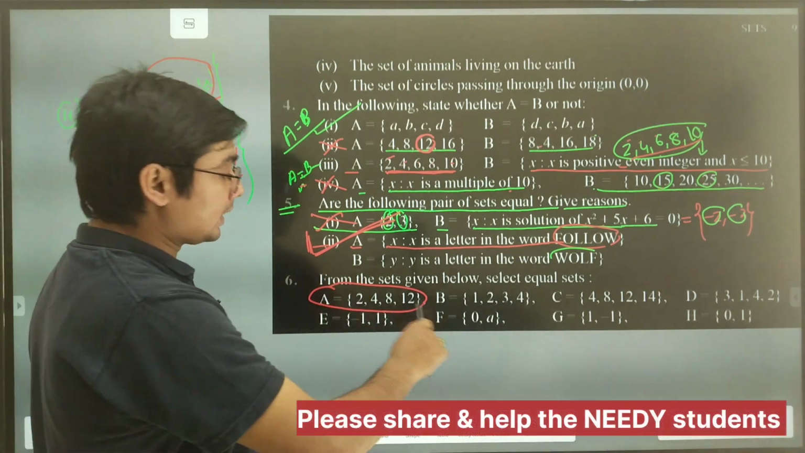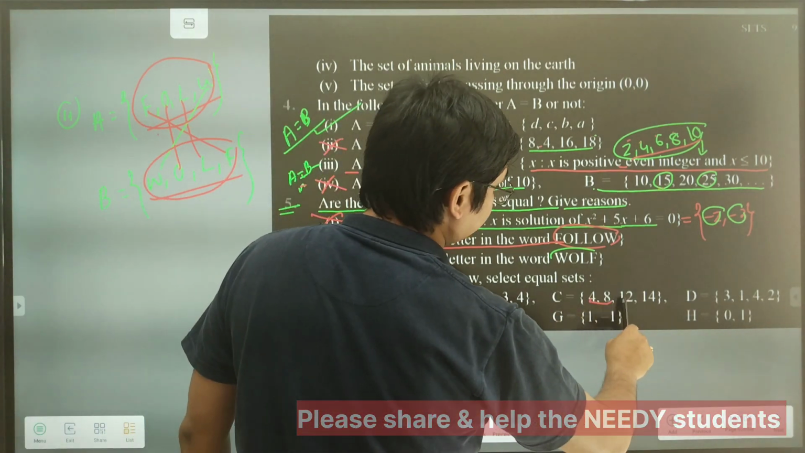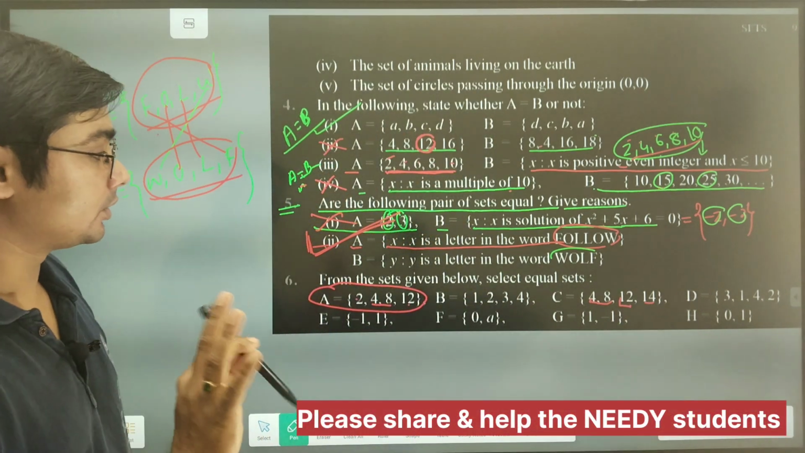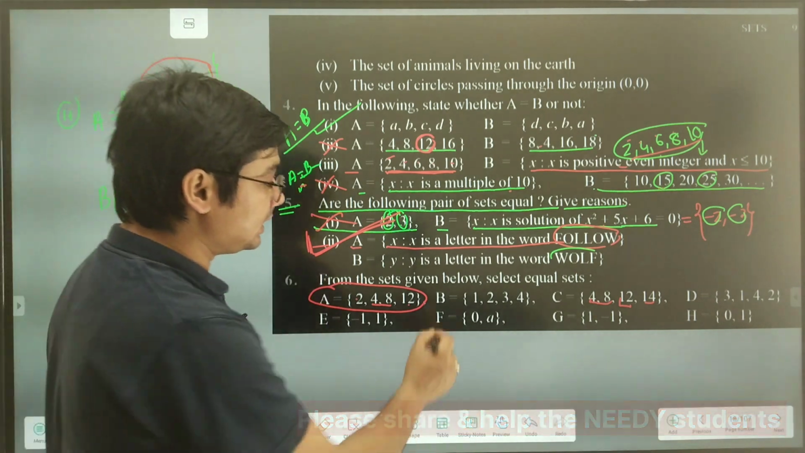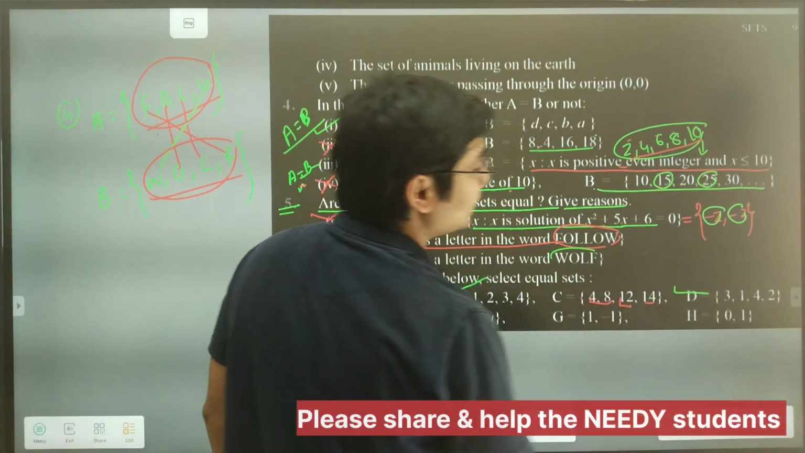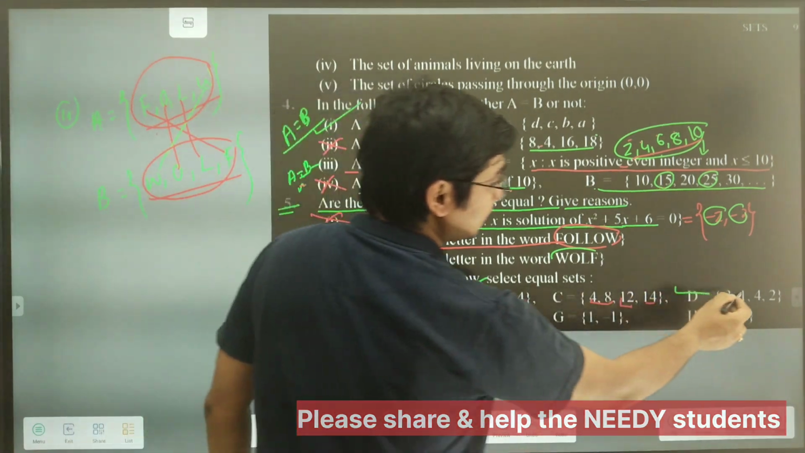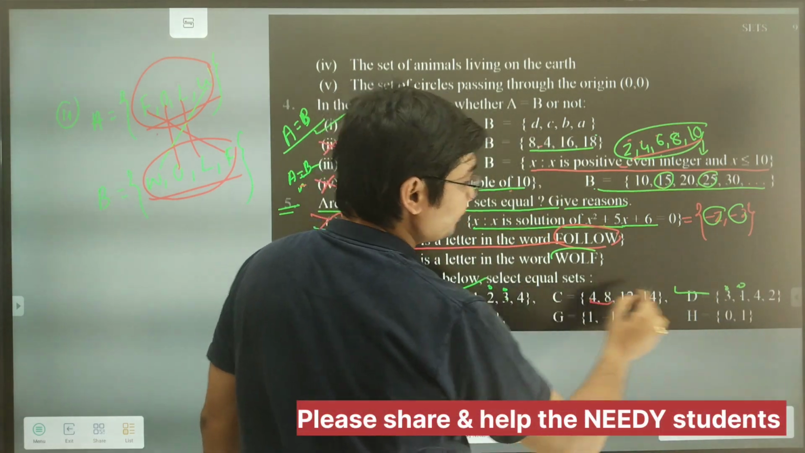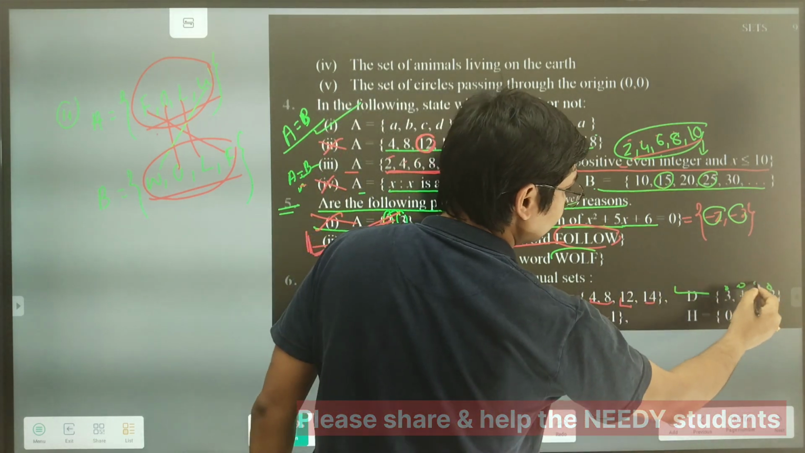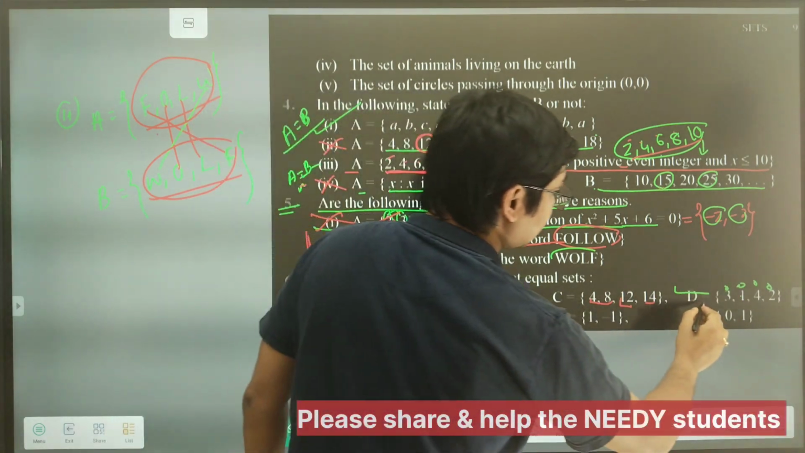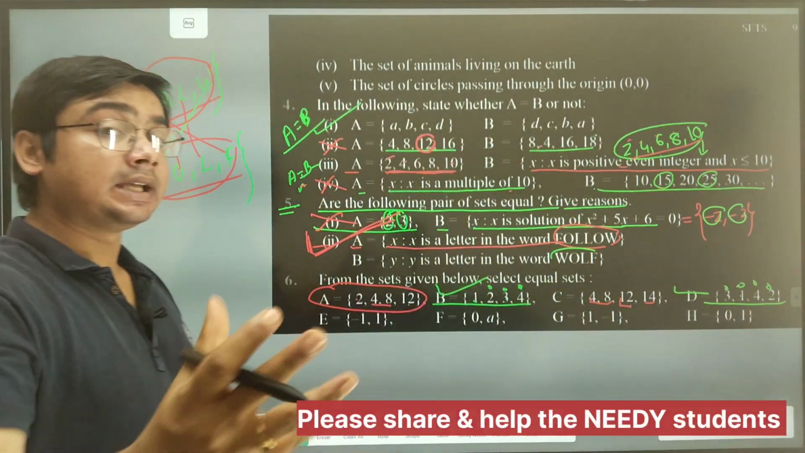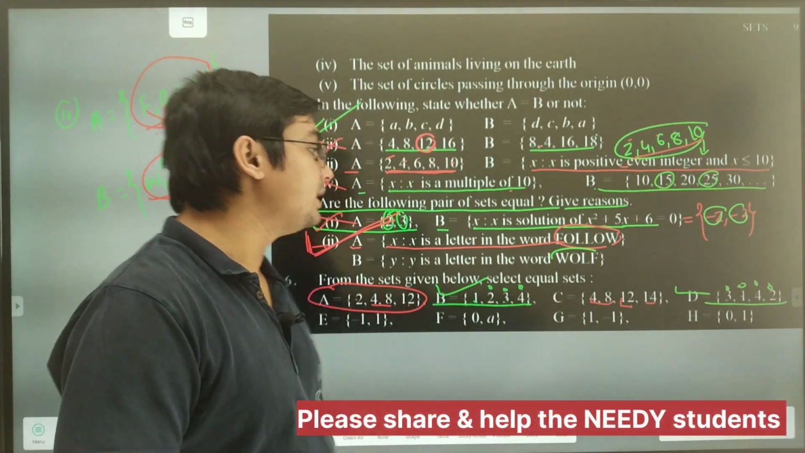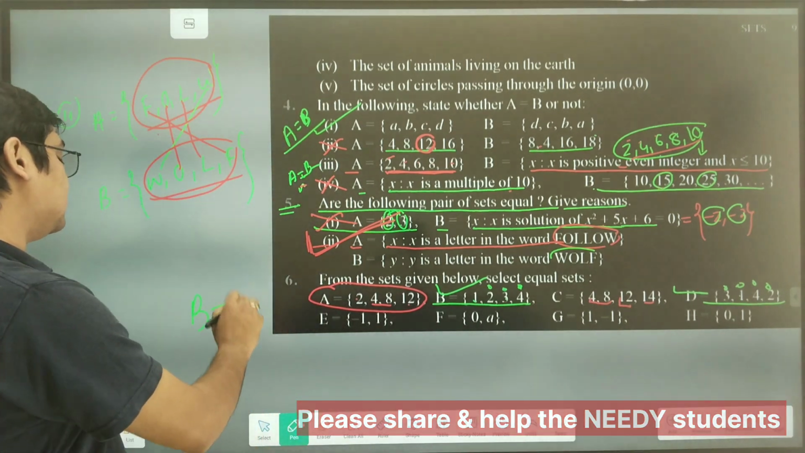Here 4, 8 is here, and 12 is also here, but 14 is not here. So these two are not equal. But B and D will be equal because 1 is here and also here, 3 here and also here, 2 here and here, 4 here and here. That means sets B and D have the same number of elements as well as the same elements. So B is equal to D.